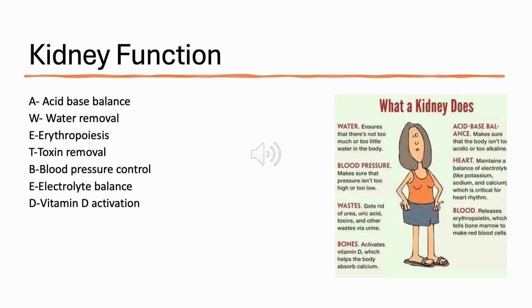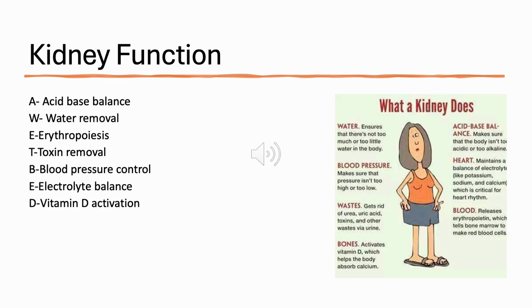W stands for water removal. The kidney, obviously, is involved in urination, making urine, so it helps us remove water from the body. E stands for erythropoiesis. So the kidney manufactures a hormone called erythropoietin, and erythropoietin stimulates the bone marrow to make red blood cells. Okay, and say in times when your blood cells are low, you would secrete more erythropoietin if your kidney is working properly. T is for toxin removal.